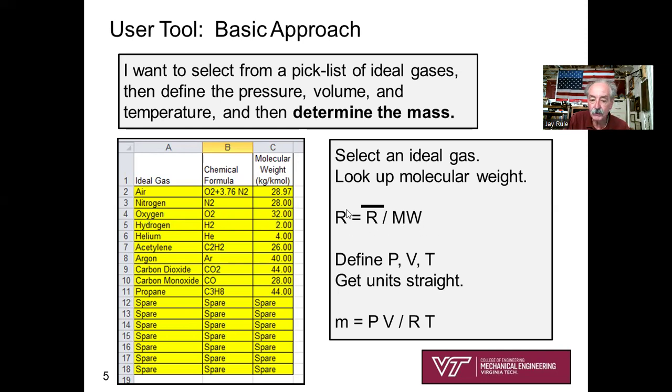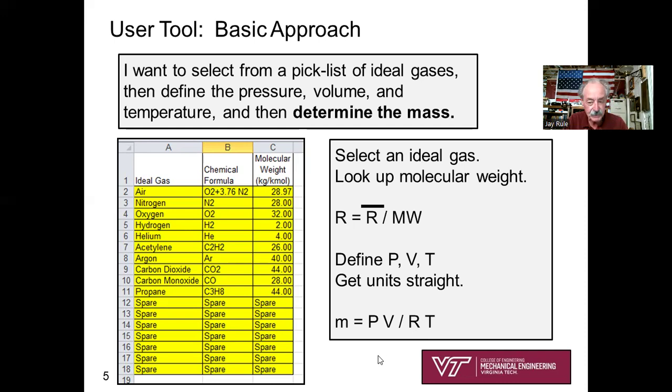Once we've got the molecular weight, well, how do we solve the problem? We determine R, which is R bar over the molecular weight. That makes that easy. R, gas constant, easy. The user will define pressure, volume, and temperature. We'll get the units straight for all of those. And then we'll use the ideal gas equation of state to determine the mass. Mass is equal to PV divided by RT.